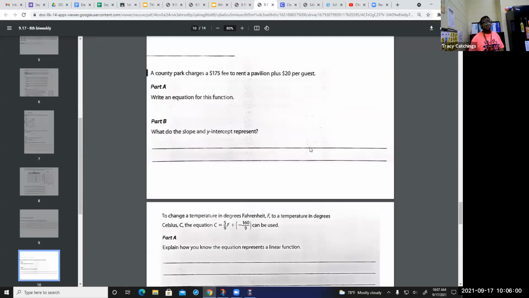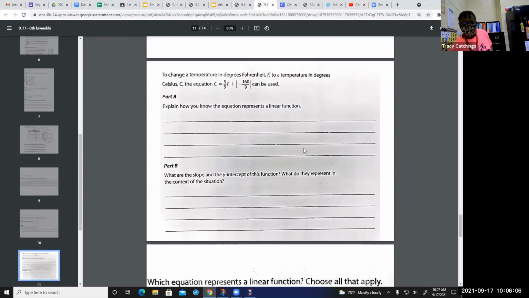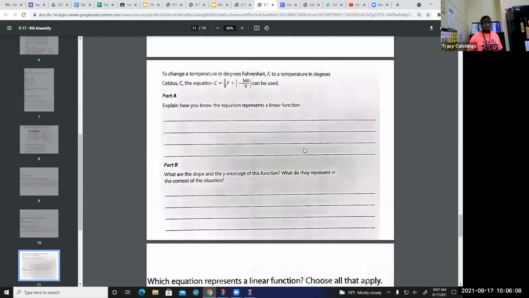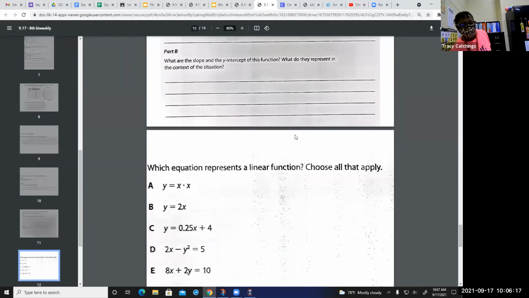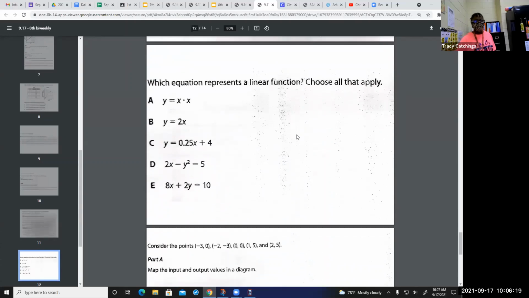The next one, they gave you a scenario. Once again, they want you to write the equation and tell what the slope and y-intercept would mean. On number 11, they're giving you an equation. They want you to explain what it means and then tell what the slope and the y-intercept mean. So a lot of this is on slope and y-intercept. The next one, once again, they want you to identify which of those will be a linear function.